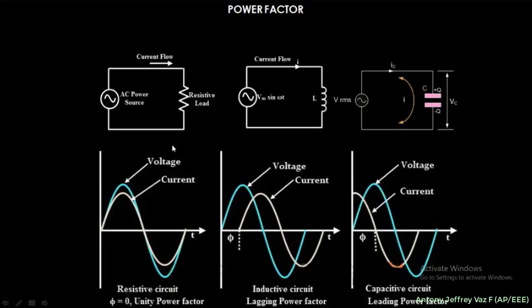Then what is power factor? Power factor is present only in alternating currents. It is not present in DC currents.